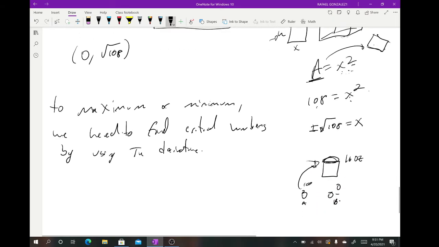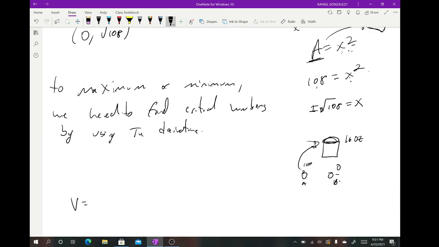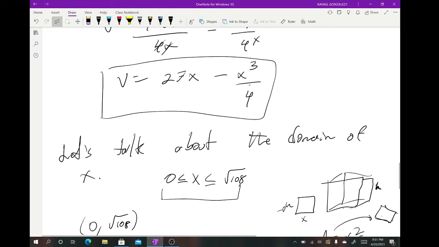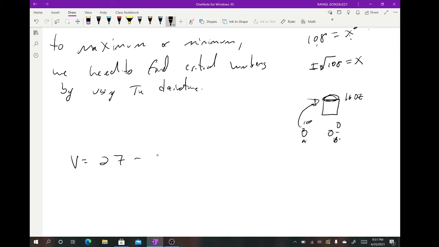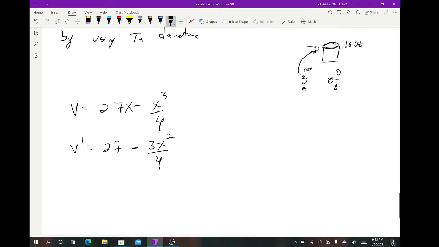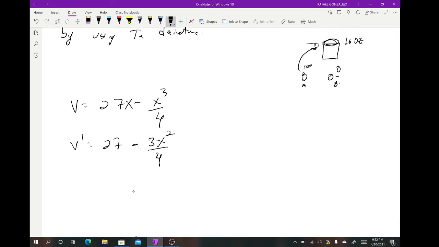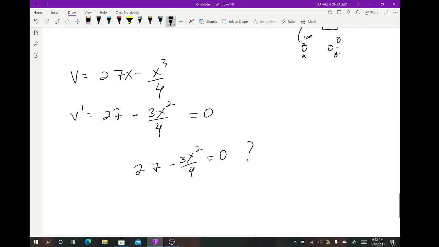So let's do that. Our volume formula that we just solved is 27x minus x cubed over 4. If we take the derivative V prime of this, we get 27 minus 3x squared over 4. That's what the derivative will be. Now remember, to find critical values, we set the derivative equal to 0. So we have to find out when this equation is equal to 0. That's what we're interested in solving.